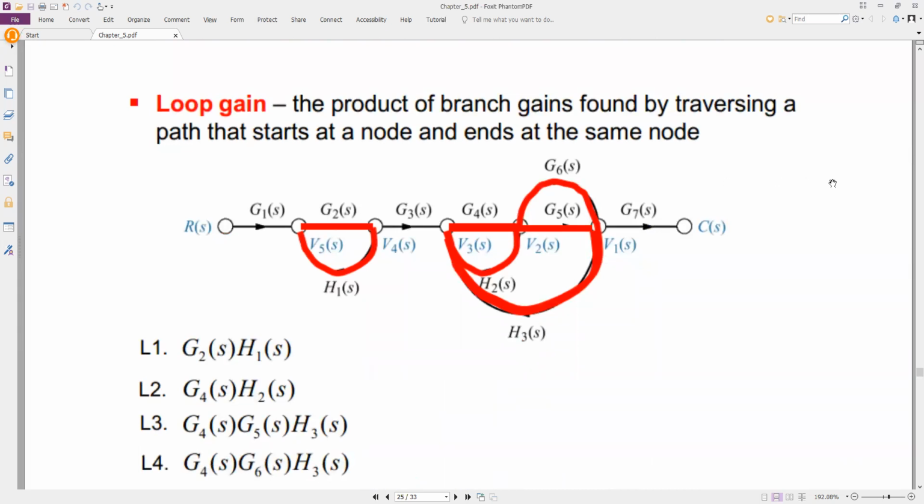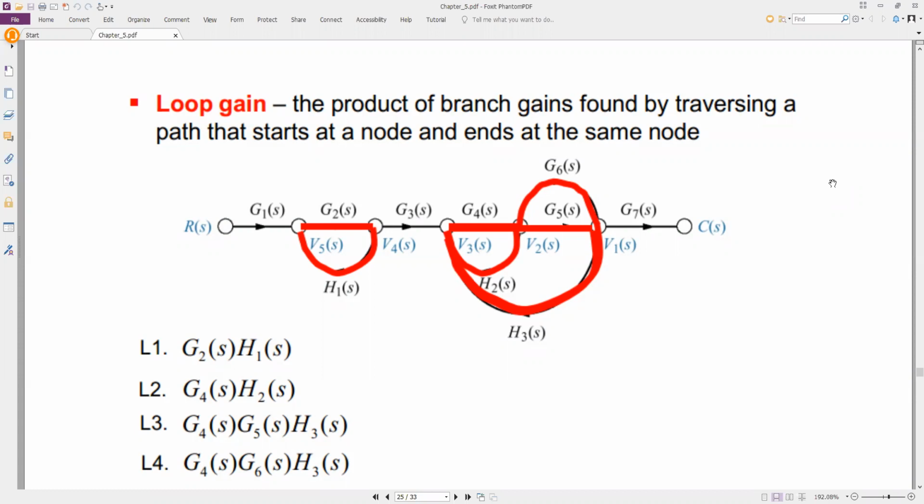Now, what is a loop gain? The product of branch gains found by traversing a path that starts at a node and ends at the same node. You start from a node, traverse a path, and end at the same node. That is the loop. That will create a loop. Loop gain is the gain of the loop.